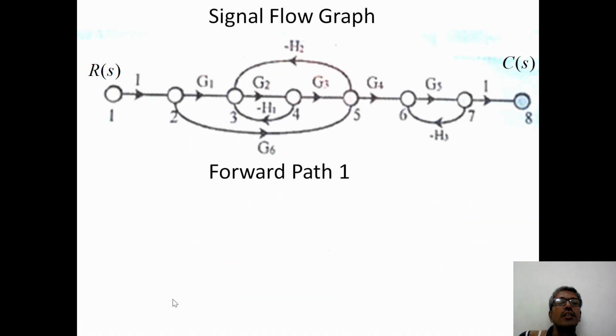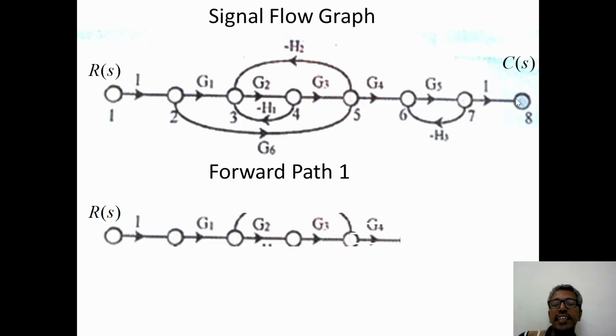For example, we are taking this signal flow graph. Here we have R(S) and C(S). R(S) will be the input side and C(S) will be the output side. You have to find the forward paths. A forward path is a unidirectional path from input to output. In this example, the first forward path travels from 1, 2, 3, 4, 5, 6, 7 and 8.